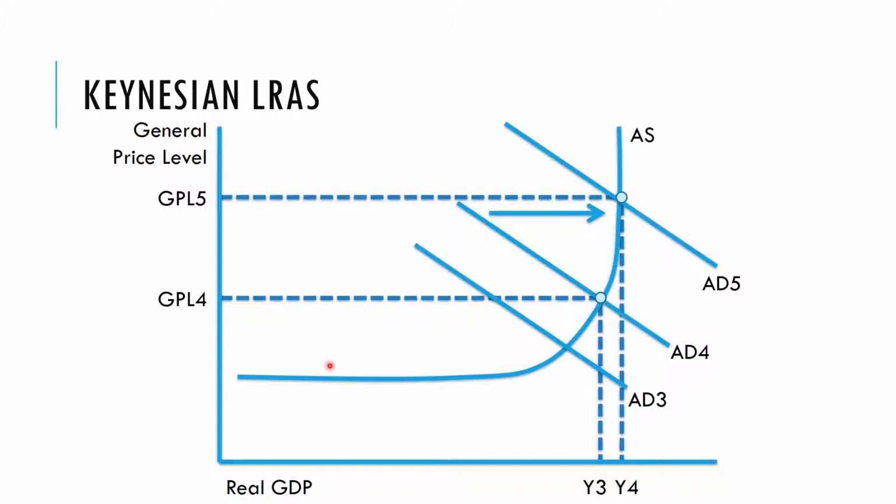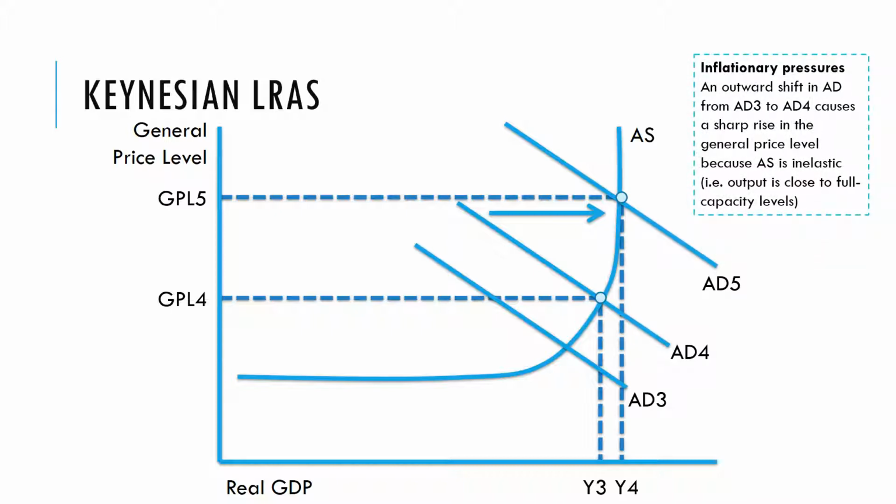So what Keynes had discovered, or what he thought, was that when the economy is operating at very low levels of output, then aggregate demand can increase without any increase in the price level. However, as you get closer to the full employment level of output, there is a trade-off: increases in economic growth might also be met with increases in the price level. So there may be inflationary pressures as AD moves from AD3 to AD4 to AD5. There may be sharper rises in the price level because AS is more inelastic as we get close to full capacity.